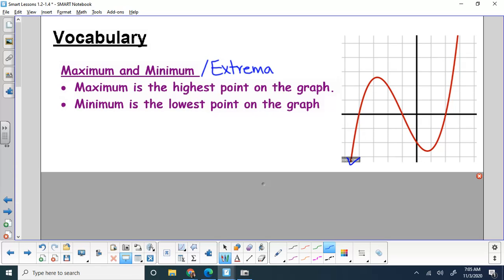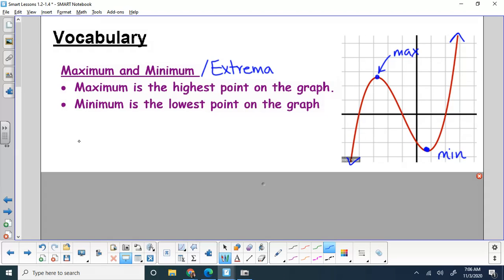Now, notice that these graphs are continuing on in this sample. So we don't consider an undefined stopping point a maximum. So we do look for where did it change from going up to going down. And we consider this to be the maximum. And where did it stop going down and start going up? This is considered to be the minimum. Now, a graph can have more than one maximum and it can have more than one minimum.